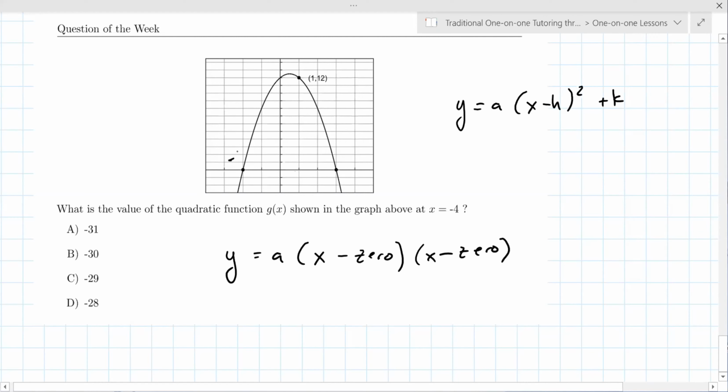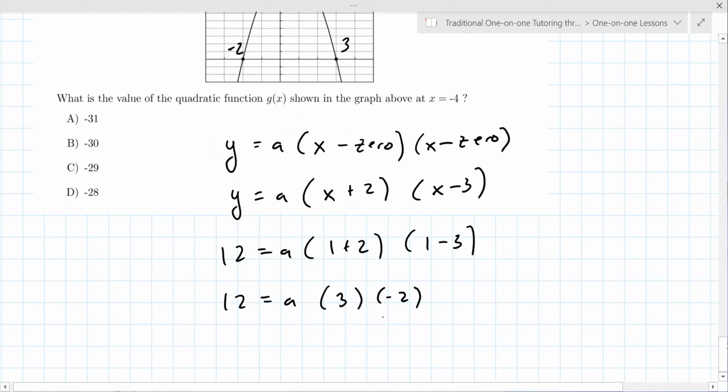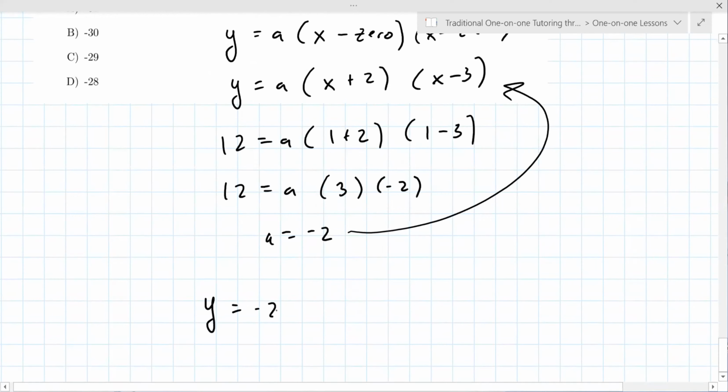So there's a 0 at -2 and a 0 at 3. So y equals a, x plus 2, x minus 3. To find a, you need an x and a y, which is why you're given this. So 12 equals a, 1 plus 2, 1 minus 3. So 12 equals a times 3 times -2. A equals -2. Then you put that back into this line, and then you can try it at -4.